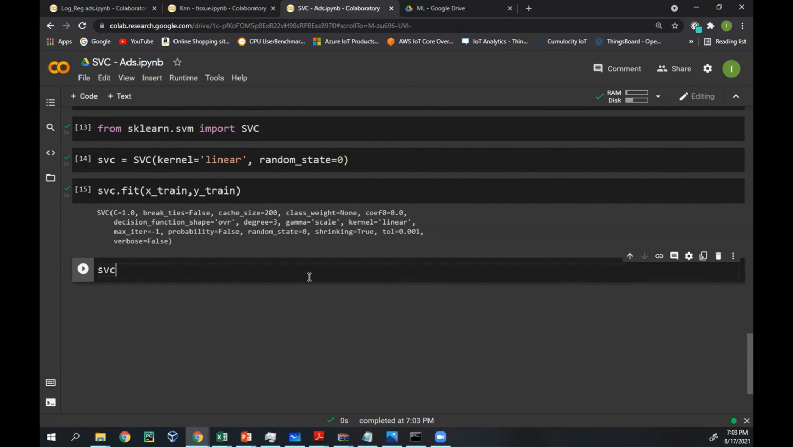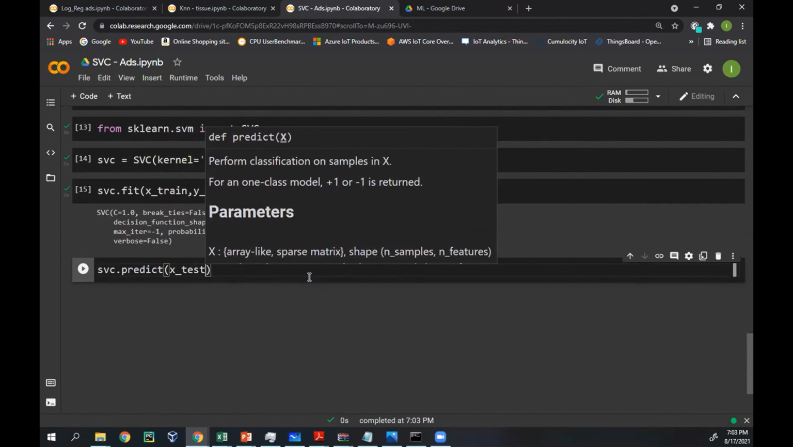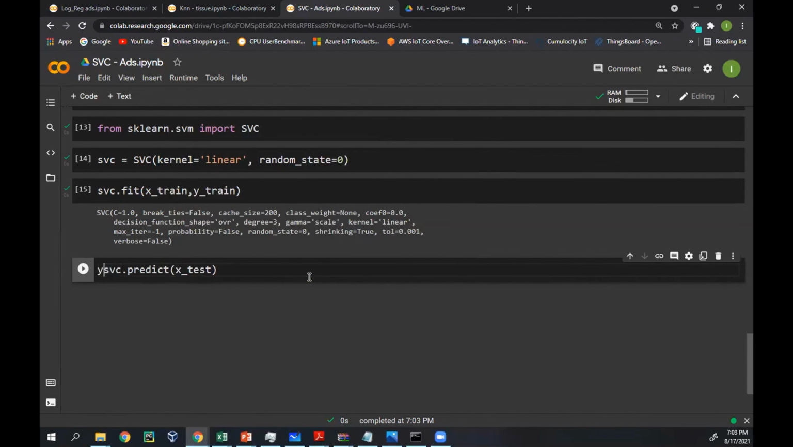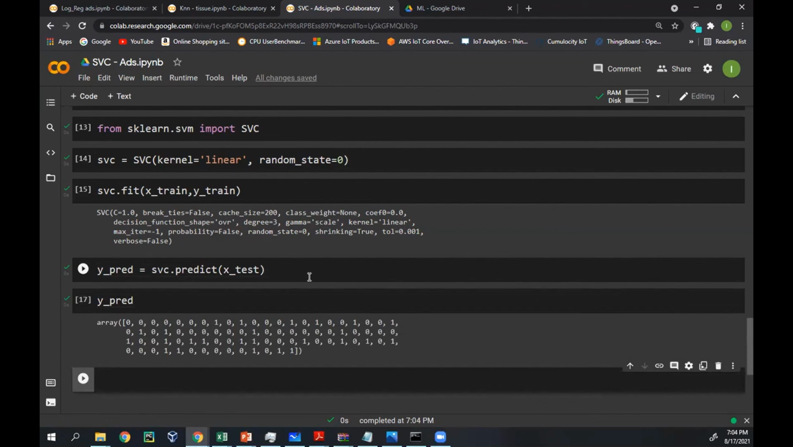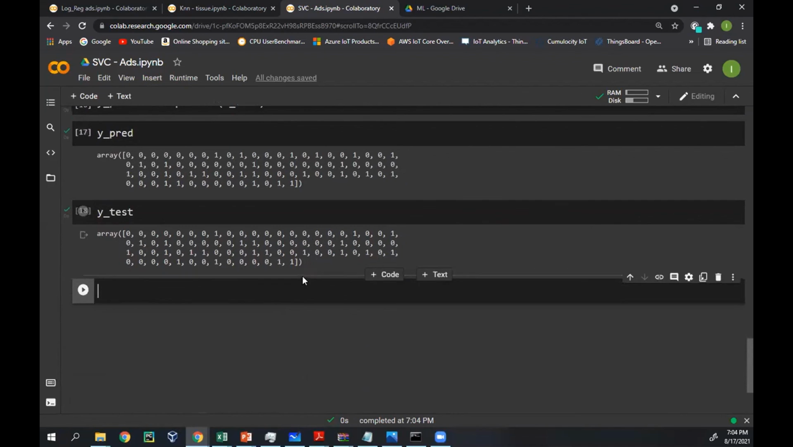So if you want to predict it, what do you have to do? SVC dot predict basically, and X test, right? So X test variable, and this variable would be called as Y pred. So pretty same stuff, right? So this is basically your Y pred. Let's check Y pred. Yeah, zeros and ones. It makes sense. And Y test. Yeah, it almost looks like the previous case, right?